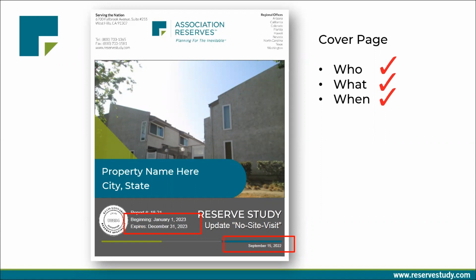After that year that it is prepared, all the observations are old. The reserve balance is old. The recommendation is old, and very much less significant and appropriate for guiding the association forward.